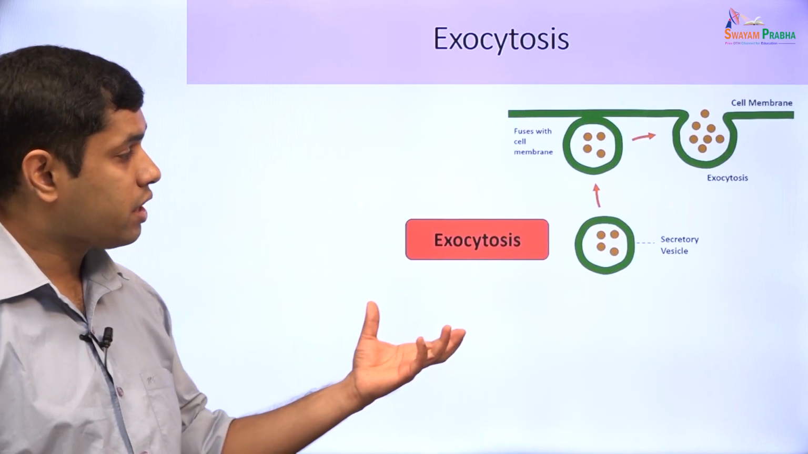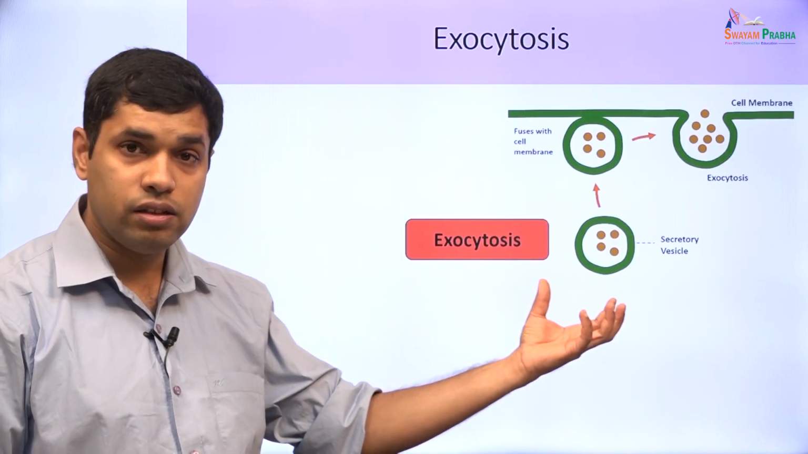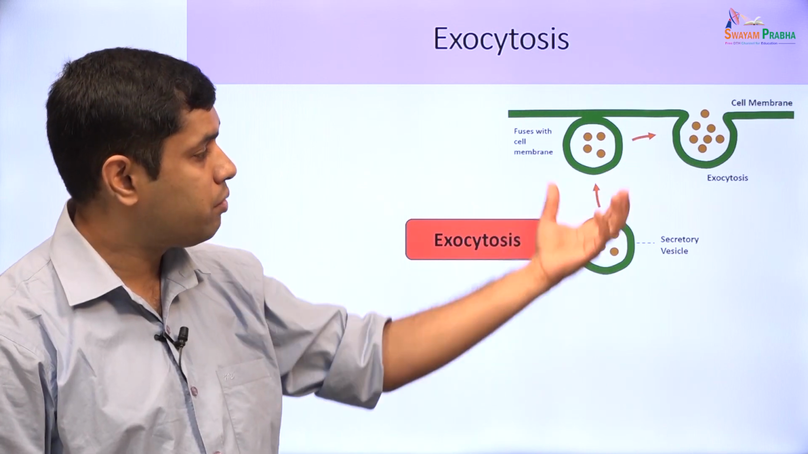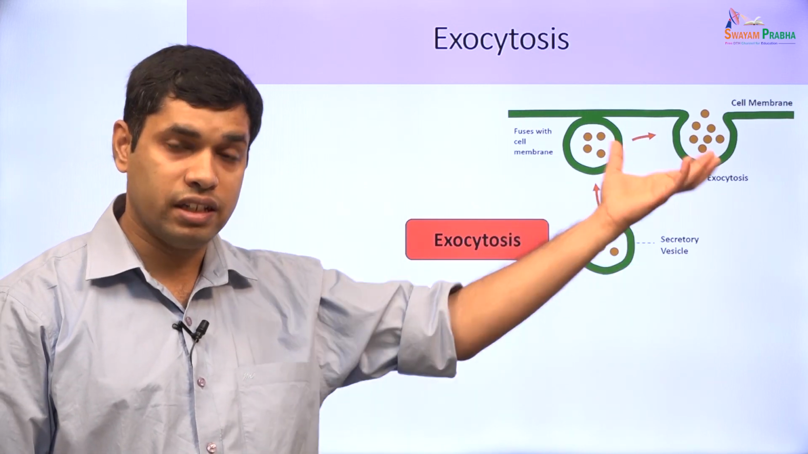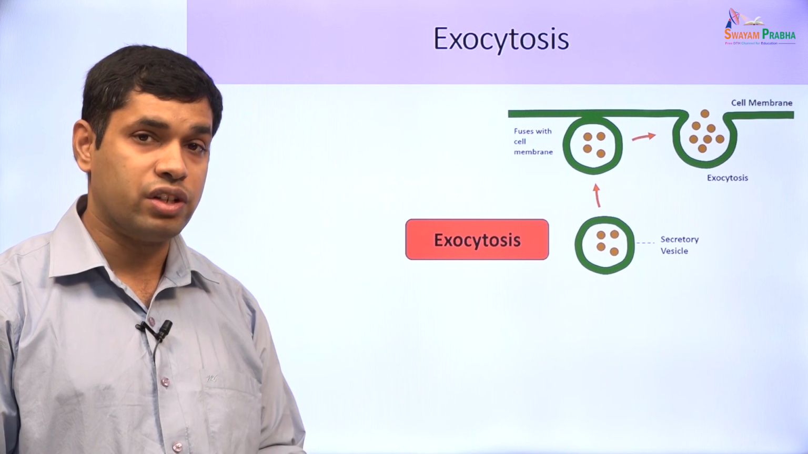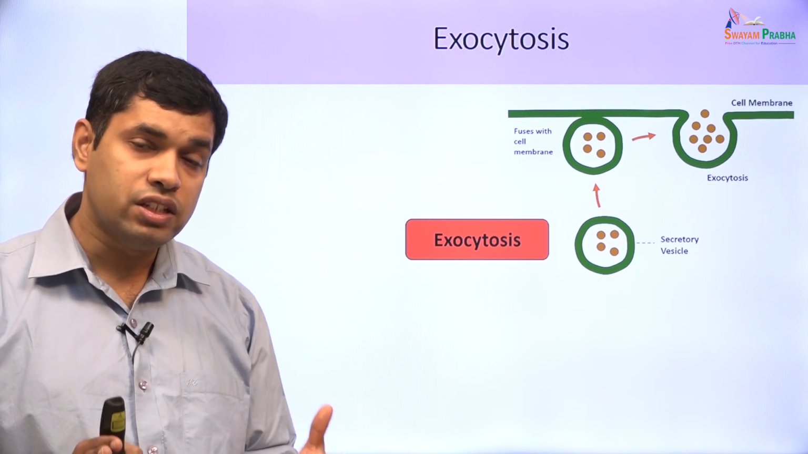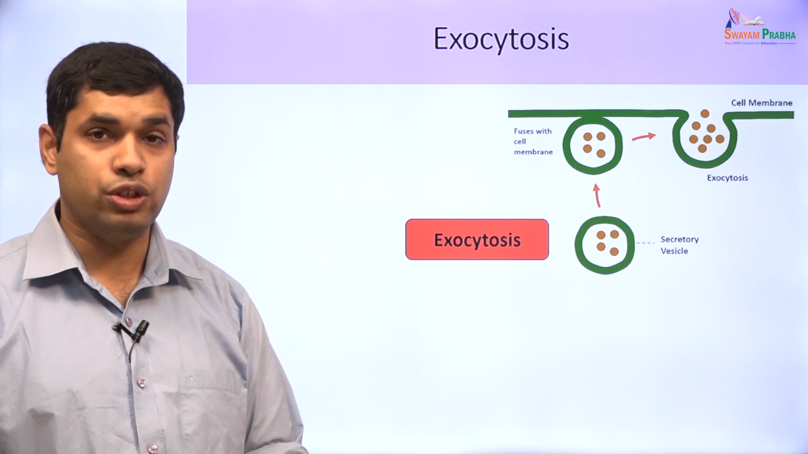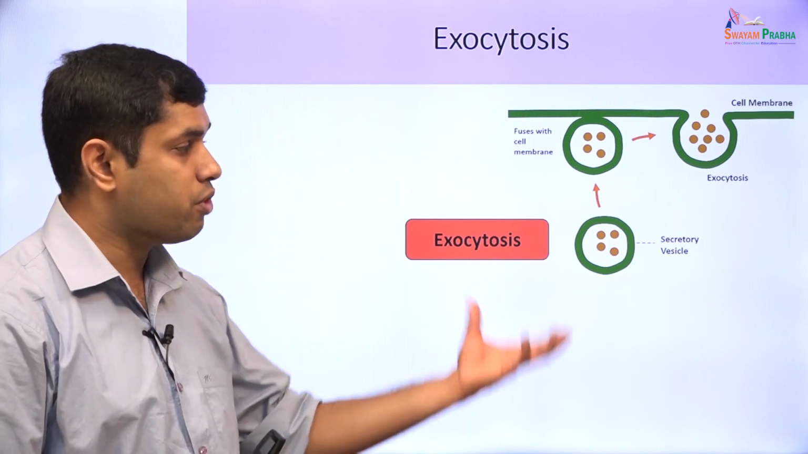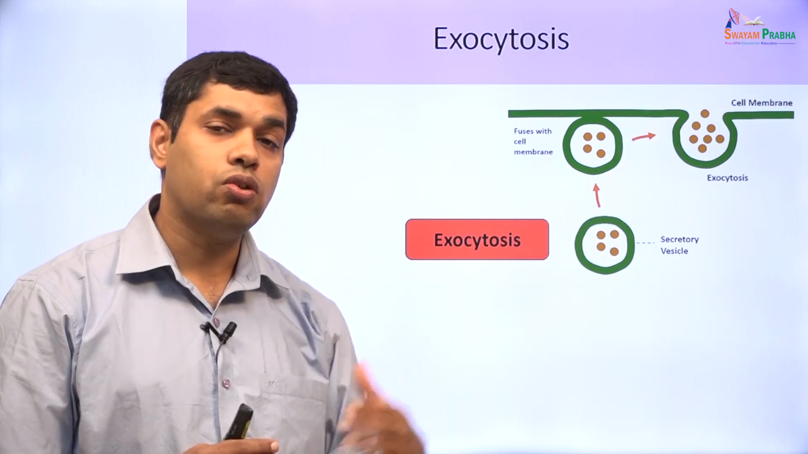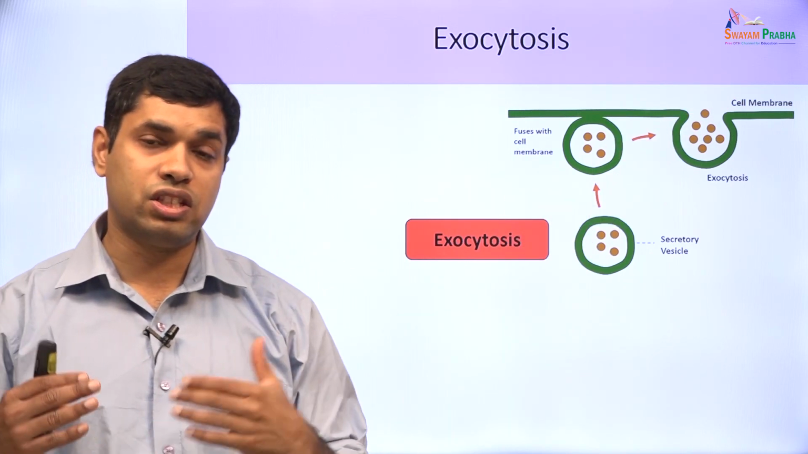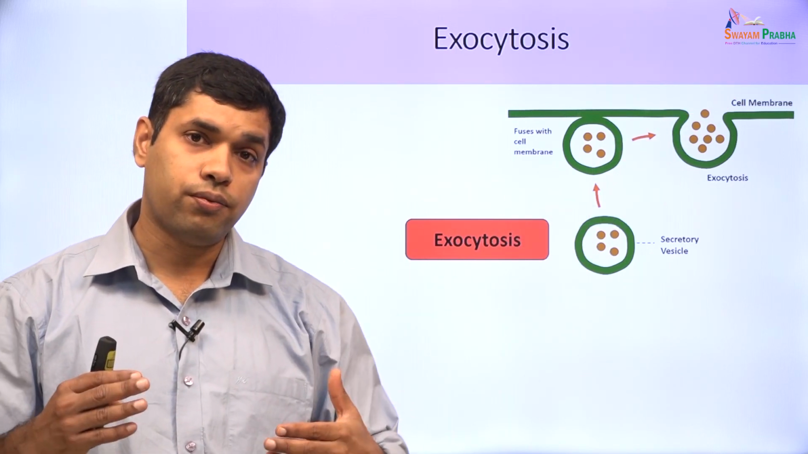We know that exocytosis is when a vesicle from the inside of the cell fuses with the membrane, thereby emptying out all its contents. This is a type of membrane transport, and this exocytosis in most places is linked to the levels of intracellular calcium. So when the intracellular calcium rises, there is exocytosis.